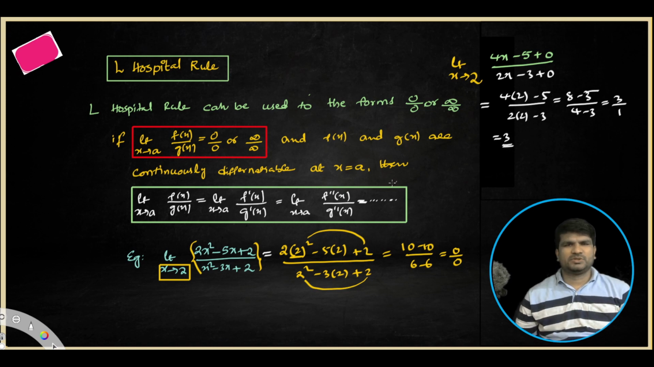Okay. So if you put x equals 2 directly in the numerator and denominator, you are getting 0 by 0. If you get 0 by 0 or infinity by infinity, we have to use L'Hospital rule. Okay. See one more example.